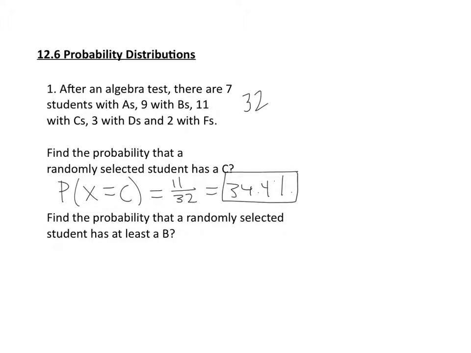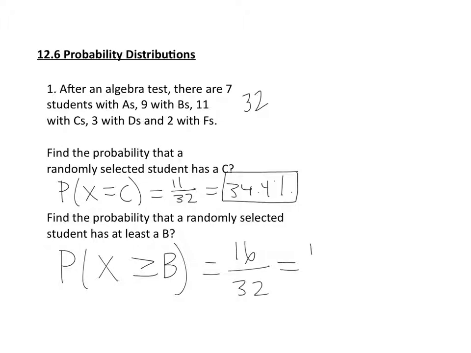Find the probability that a randomly selected student has at least a B. So now this is the probability that x is greater than or equal to a B. So at least a B would be getting a B, which would be 9 students, or an A, which would be 7. So 9 plus 7 is 16 out of 32, which is equal to 1/2, which is equal to 50%.